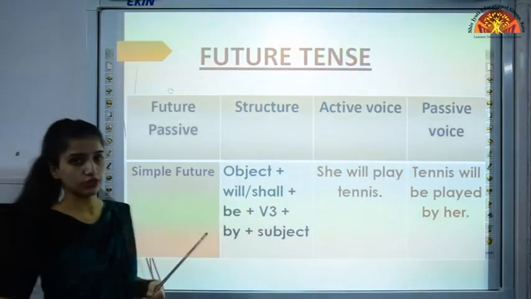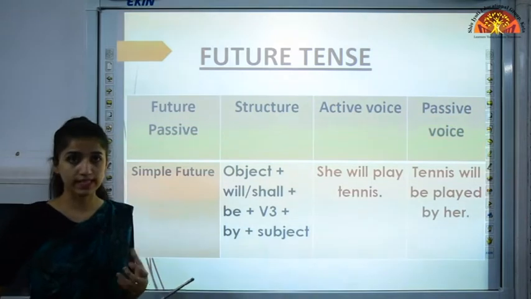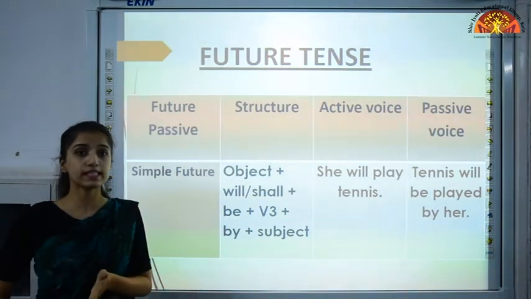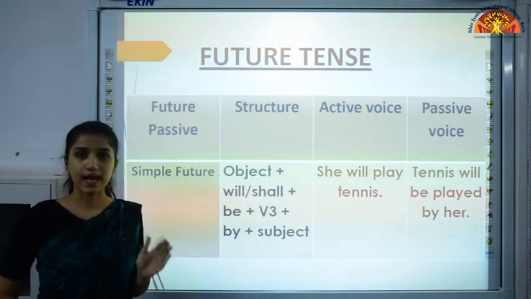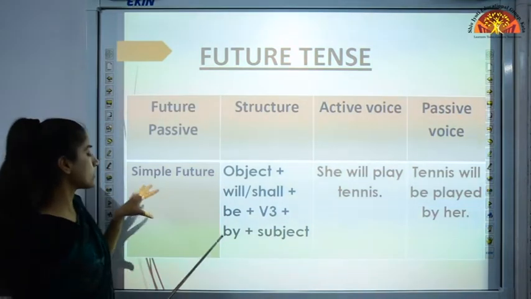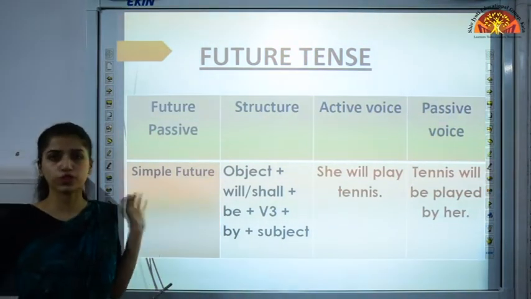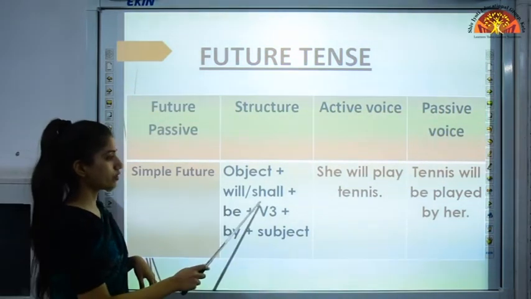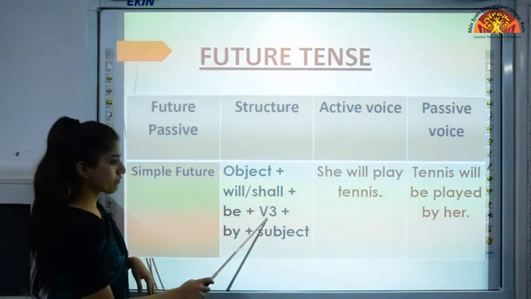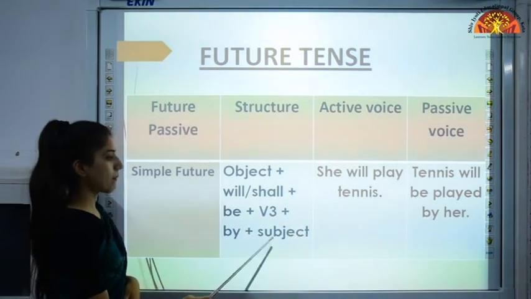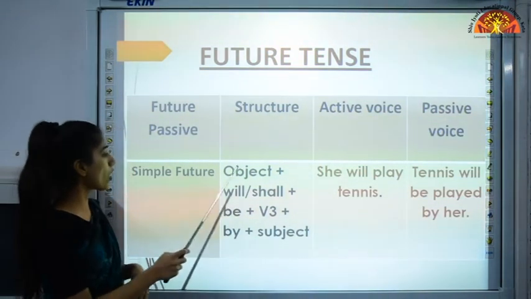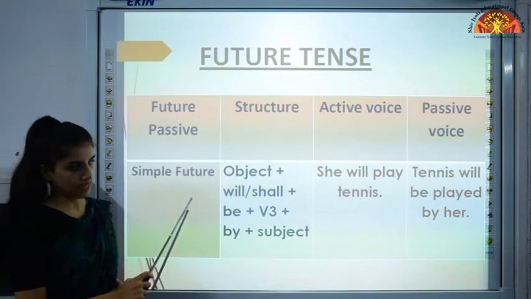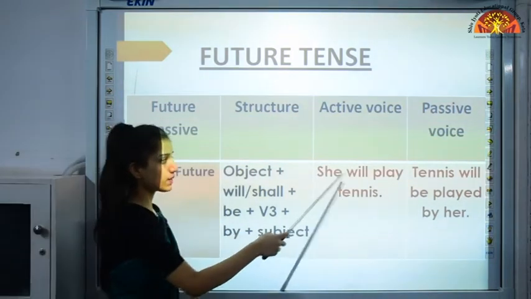Coming to the last tense, that is future tense. As I told you, future continuous tense does not form passive voice. So we will be just studying about simple future tense. So object plus will, shall plus be plus verb third form plus by plus subject. This is the structure for simple future tense. So let's see the example.